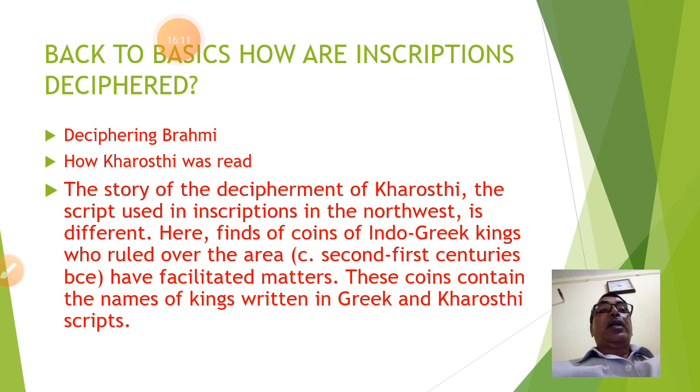epigraphists and James Prinsep that the script was finally deciphered. James Prinsep was able to decipher Asokan Brahmi in 1838. Somewhere it is written as 1830s, which means 1838. In 1838, James Prinsep was successful in deciphering this script.